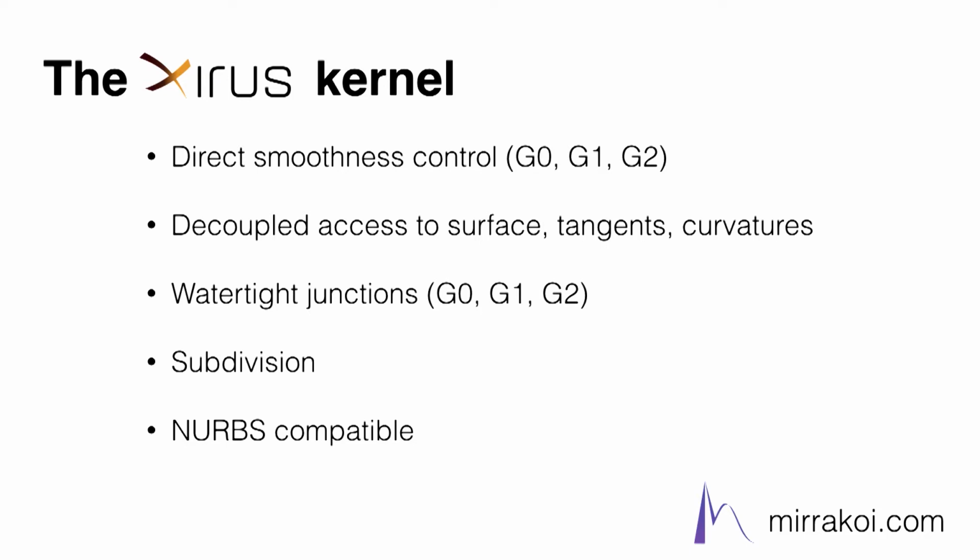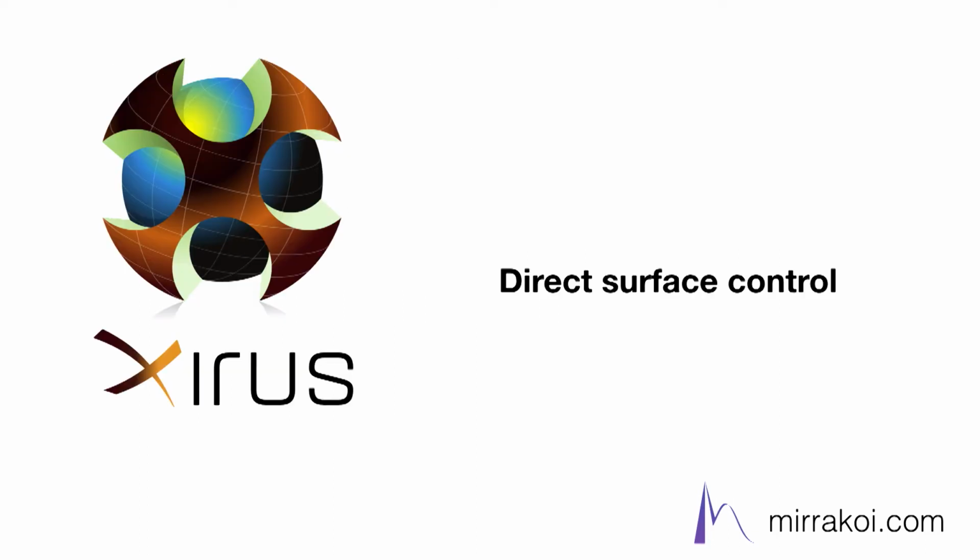Here I just want to present a couple of features that we have for the people doing 3D CAD in the AEC industry. This is all about smooth, organic, free-form shape modeling. Some characteristics: direct smoothness control, which I will show in a second. Decoupled access to the surface, tangents, curvatures, tangent planes, higher order derivatives, watertight junctions with G0, G1, or G2 smoothness control, subdivision, NURBS compatibility, and so on. I'll present a bunch of quick videos so you see what this is about.